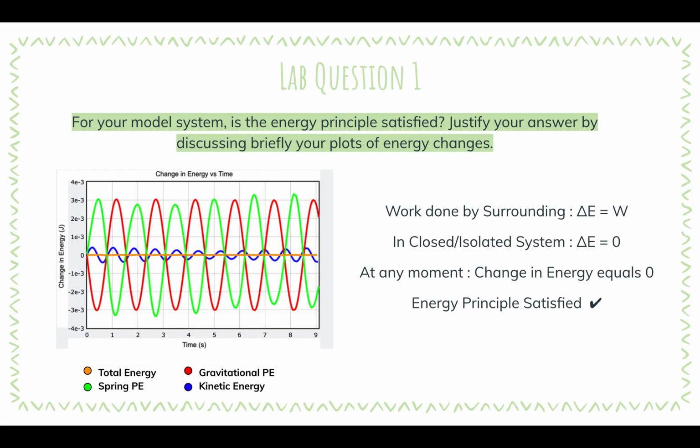The following graph displays the energy changes in the spring mass system. Since the work was done within the system, then there is zero work done by the surrounding. We call this a closed or isolated system since there is no transfer of energy to the surrounding. Therefore, it makes sense that the total energy has a constant of 0 as shown in the graph. We can say that the energy principle was indeed satisfied.